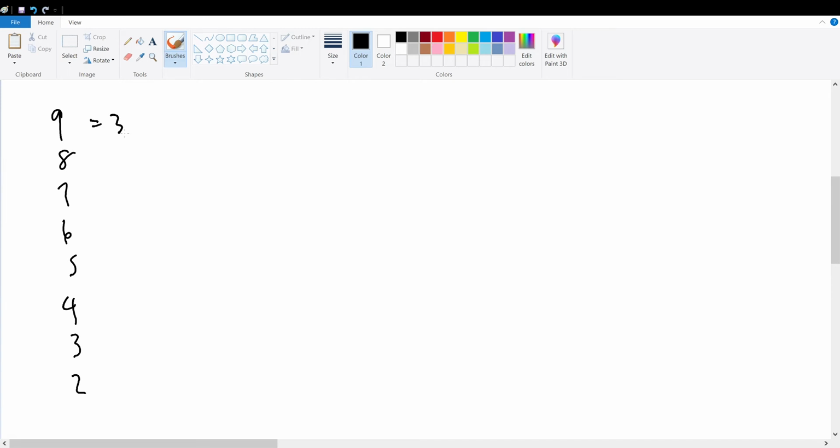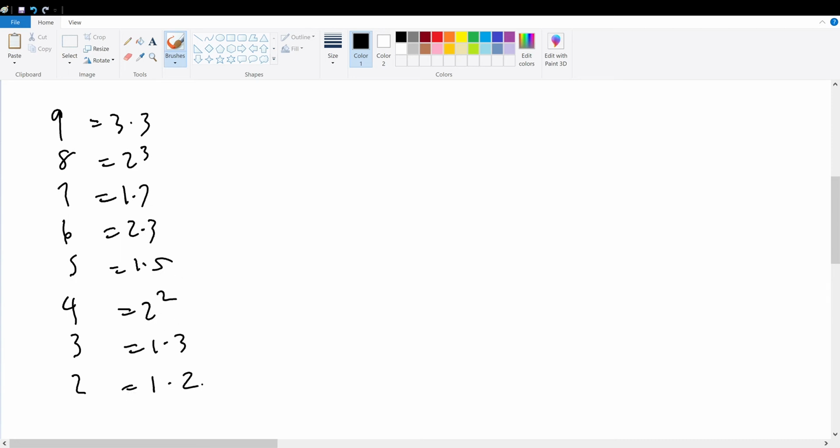9 can be equal to 3 times 3. 8 is equal to 2 cubed. 7 is 1 times 7. 6 is 2 times 3. 5 is 1 times 5. 4 is 2 squared. 3 is 1 times 3. And 2 is 1 times 2. Now, all I need to worry about is first dealing with the larger integers, because the larger integers contain the factors which are necessary to compose the smaller integers. So 9 must contain two threes. And since we have two threes, that means that we can now cover 3 as well, because the two threes contain one of the threes necessary to compose 3.